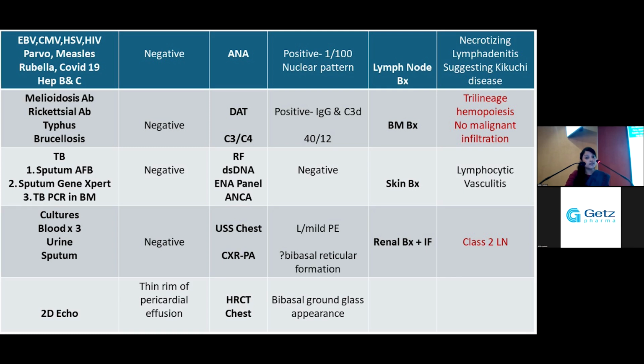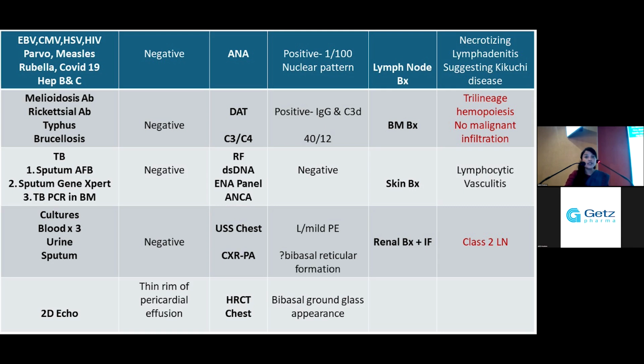And his C3 and C4 levels both were low. Apart from that, rheumatoid factor, dsDNA, ENA panel, and ANCA panel were negative. Ultrasound scan of the chest showed a left mild pleural effusion, and chest X-ray interestingly showed a bibasal reticulonodular formation. Therefore, we went ahead with HRCT, which confirmed the finding of bibasal ground glass appearance.